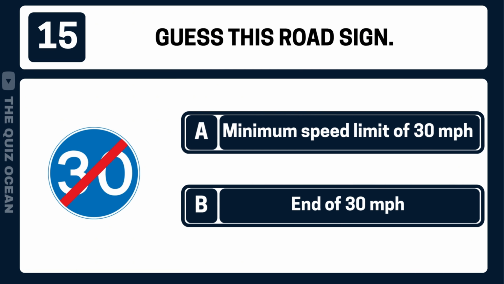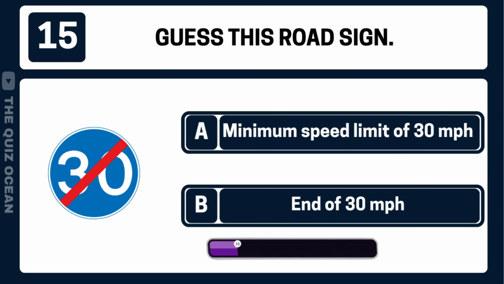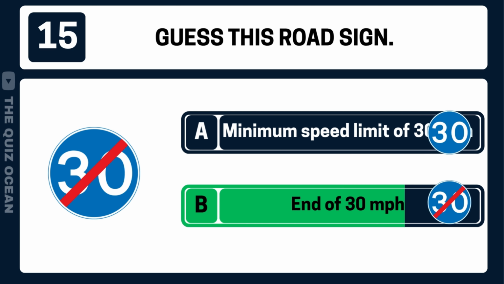Guess this road sign. A. Minimum speed limit 30 miles per hour. B. End of 30 miles per hour. The answer is B. End of 30 miles per hour.